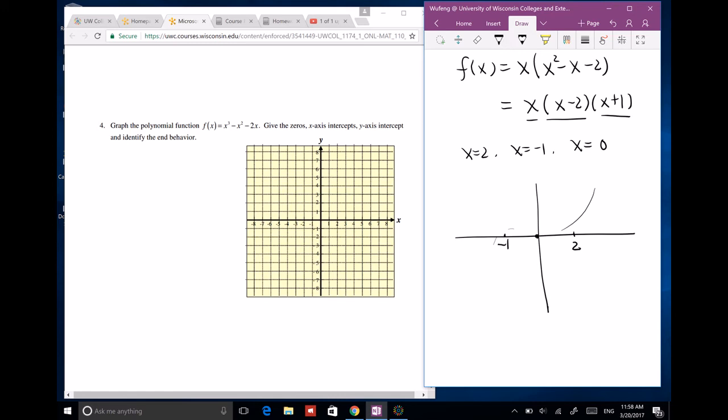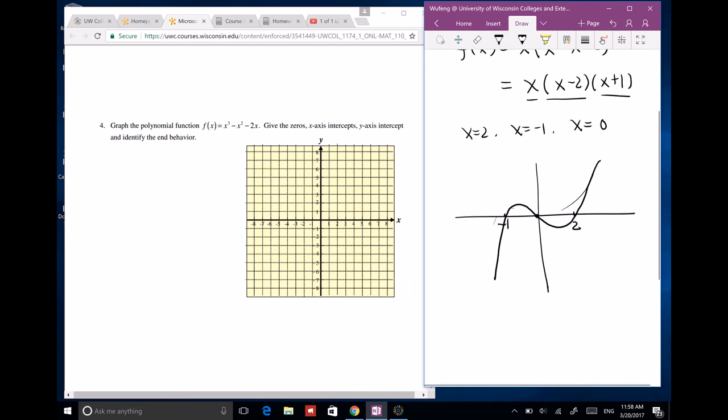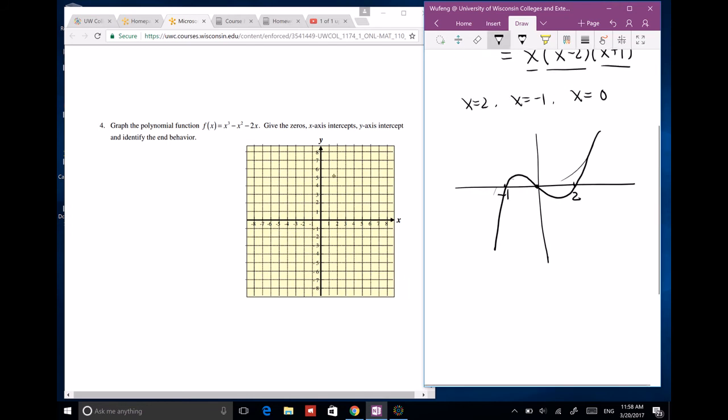So it's just across the point, across the point, across the point, okay? And then find the x-intercept and the y-intercept. The y-intercept is when x equals 0. The y-intercept is pretty obvious. Plug x equals 0 into f: f(0) equals 0 cubed minus 0 squared minus 2 times 0, which is 0. So the y-intercept is (0, 0).